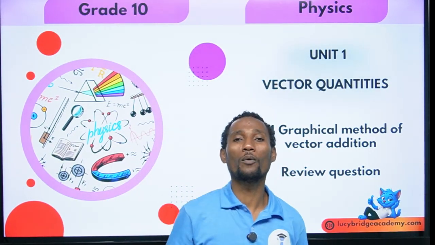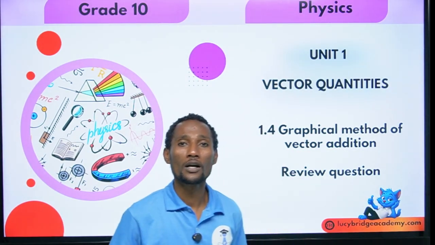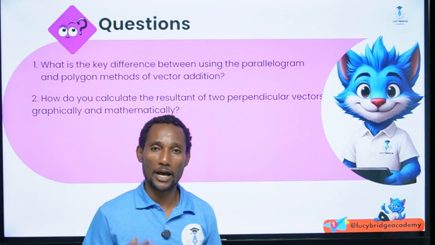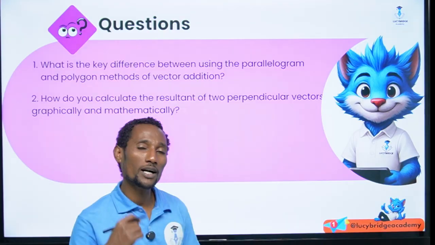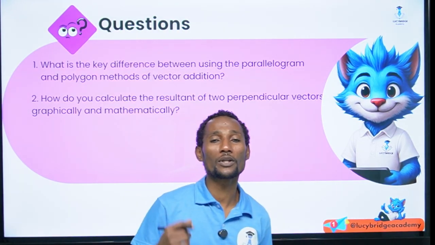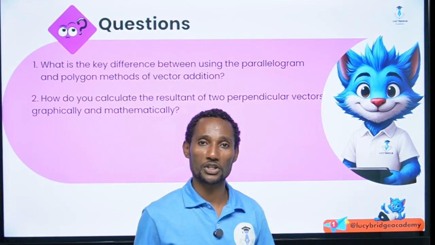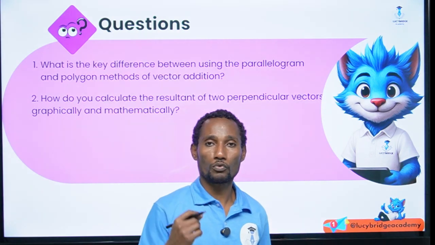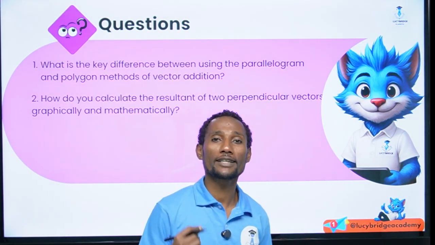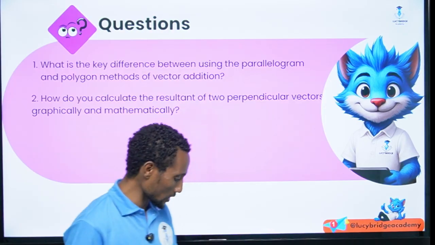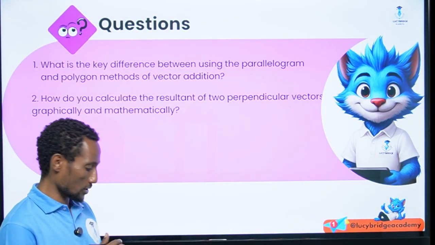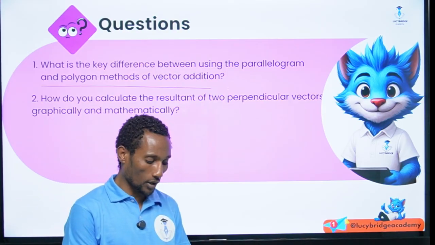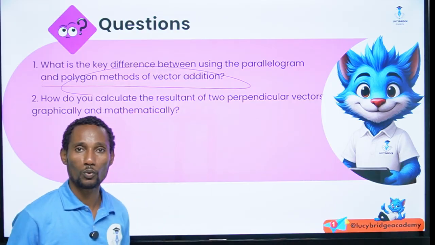ከባለፈው ሴክሽን 1.4 ያስቀመጥነውን መሰረታዊ ሁለት ጥያቄዎች አብረን የምናየው ይሆናል ማለት ነው። Okay, so by having this, what are the basic questions we discussed in the previous section, that is about graphical representation of what? Vector addition and how to add or subtract vectors graphically. So the first question is: what is the key difference between the parallelogram and polygon method in vector addition? What is the key difference?